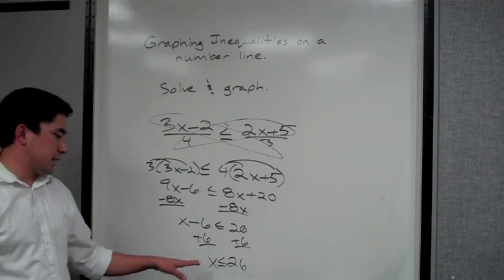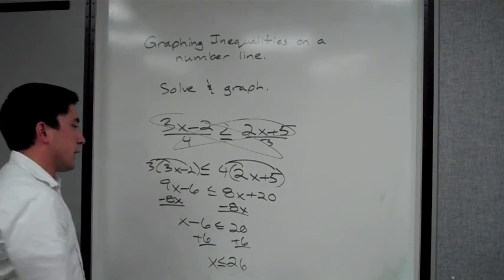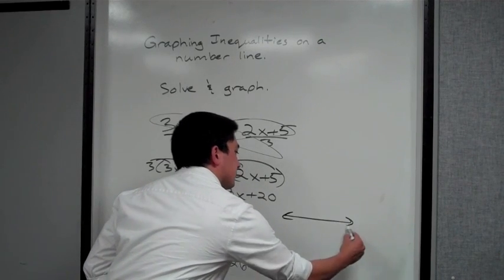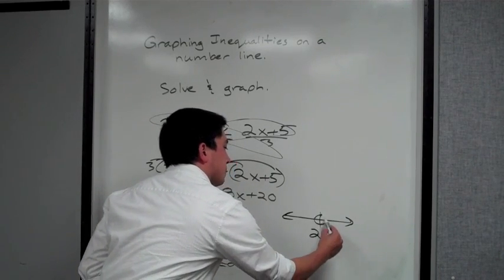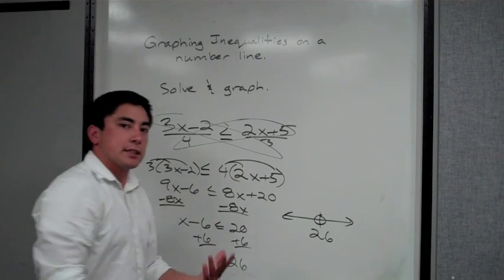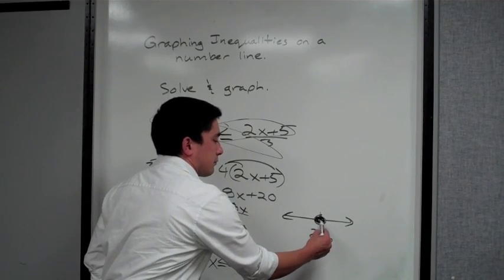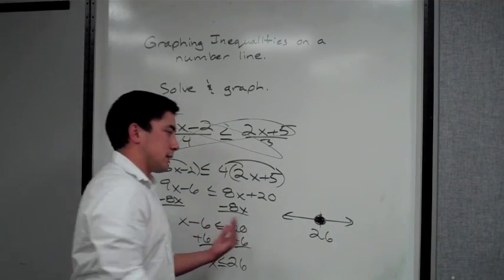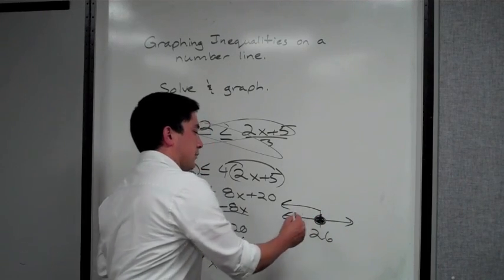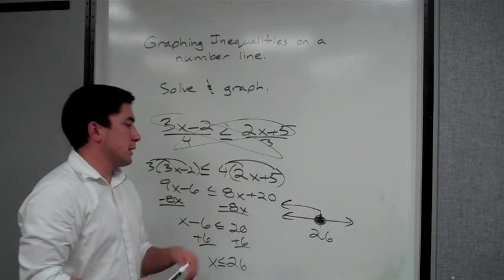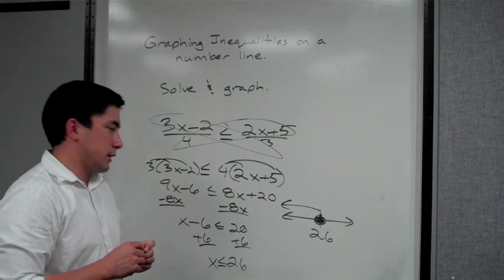Hope you can see that. X is less than or equal to 26. And then our number line, we have 26. Since it's or equal to, remember, it's going to be closed, so you have to fill it in. And x is less than, less left, okay? Less left of 26, okay?